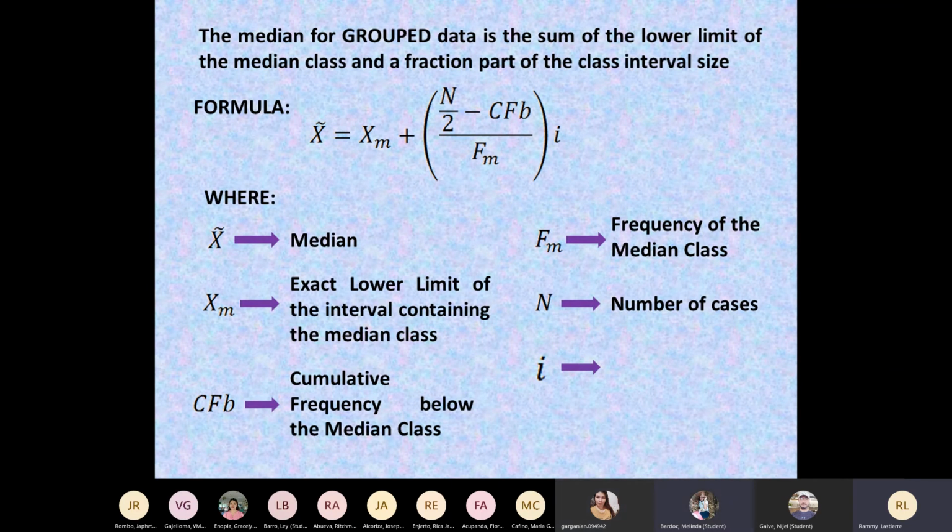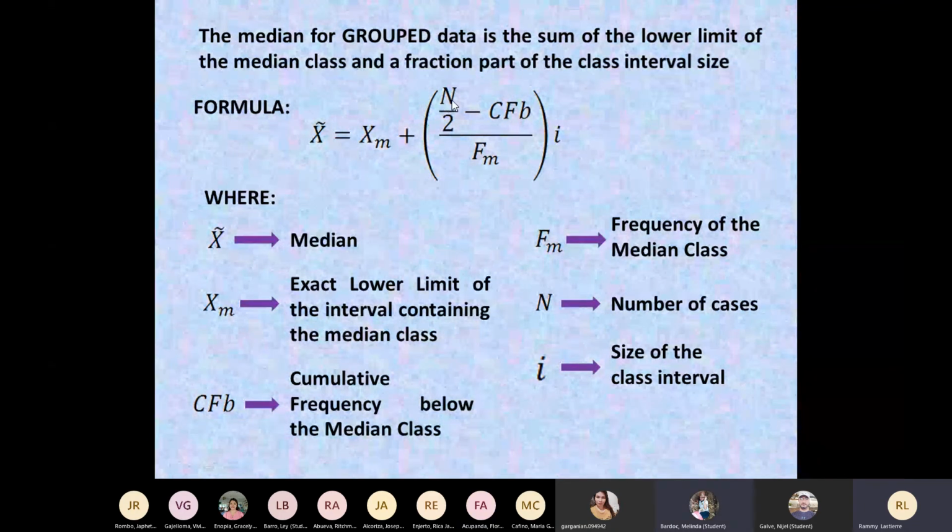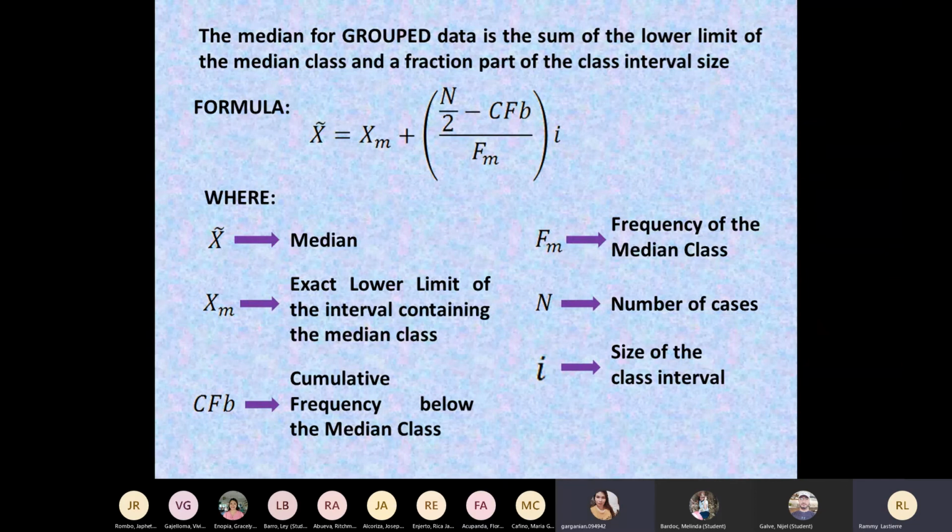Median class. To determine the median class, we use this formula of N divided by 2. This is how to determine the median class: the number of population divided by 2.